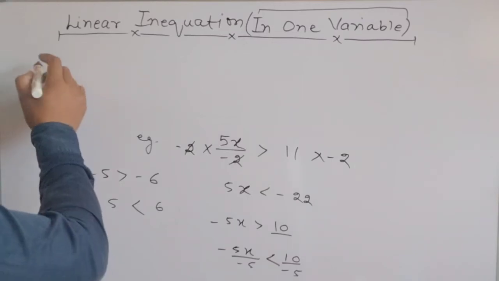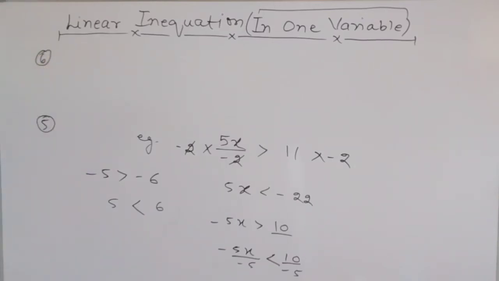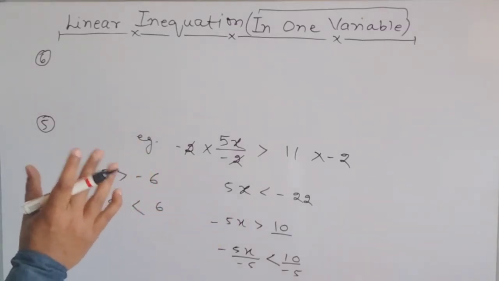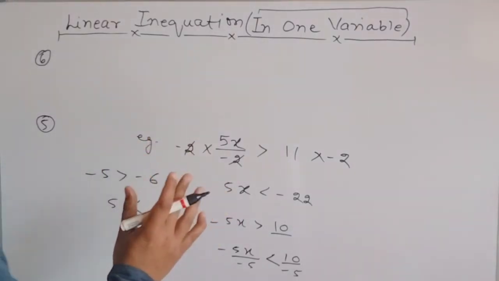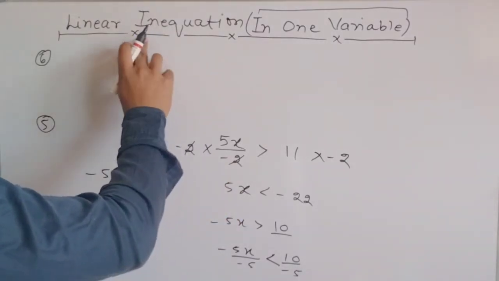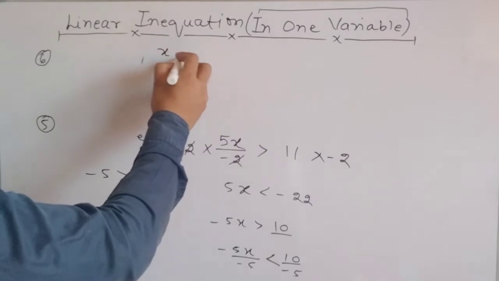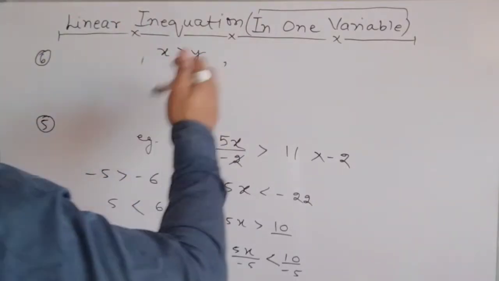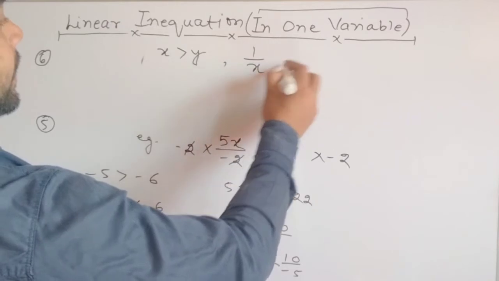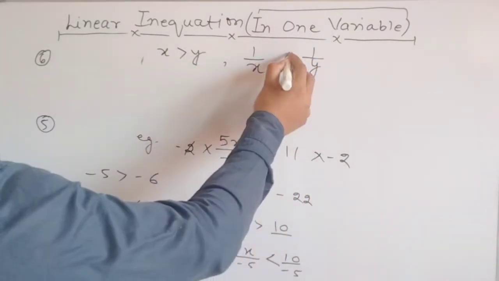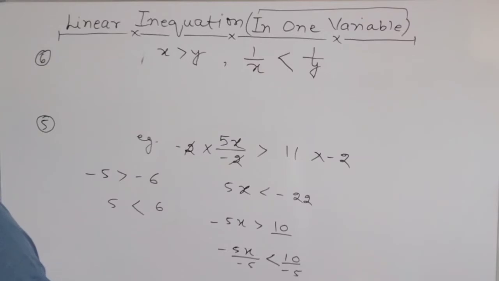Okay, our next rule is, if we take the reciprocal of both sides of an inequality, the sign of inequality will also change. For example, we can say that x greater than y, and if we are going to take the reciprocal on both sides, which is 1 upon x and 1 upon y, the sign of inequality, which is greater than, becomes like this.